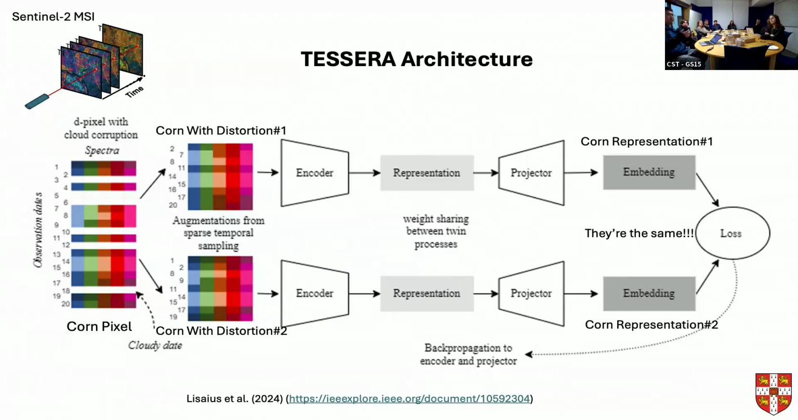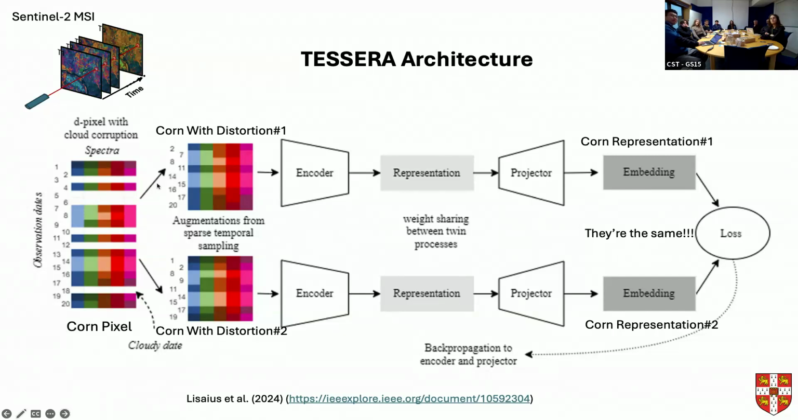and also like shortwave infrared. And for Sentinel-1, we only have 2 bands. So essentially, the y-axis is the time axis, and the x-axis is the spectral axis. And what we do for the TESSERA architecture is that, as an example, let's say this pixel corresponds to a cone, right? So we just call it a cone pixel.